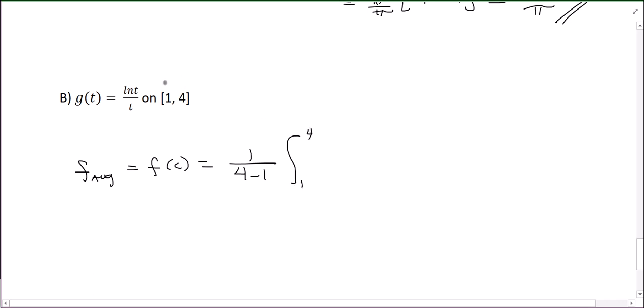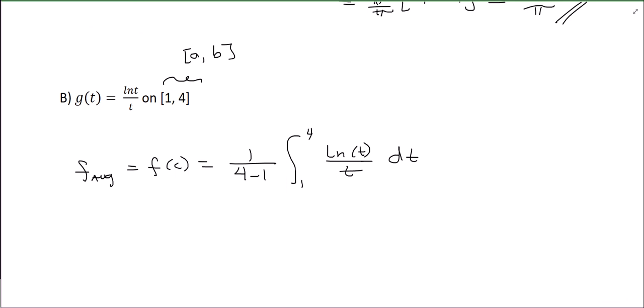Remember, when you see the interval like this, this is your interval a to b. So a is the lower limit, b is the upper limit. So 1 to 4 of ln of t over t dt. Can we do it just by looking at it? No. The previous one, the integral of sine, I could tell that that was negative cosine, but here I can't do it just by looking at it.